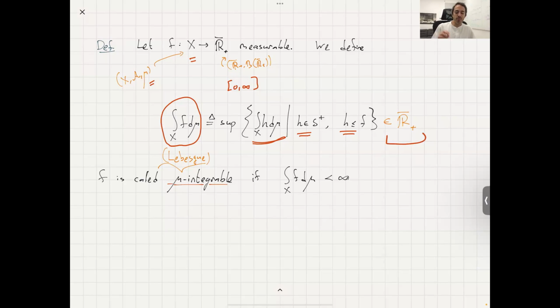And f is called mu integrable, or mu Lebesgue integrable, but everything is going to be Lebesgue integrable here, if this integral turns out to be finite. So we work with infinities all the time because we kind of need to for developing the theory and also for some of the theorems, but a function is deemed integrable if it is, first of all, measurable, and secondly, this supremum, this value, is some finite number.